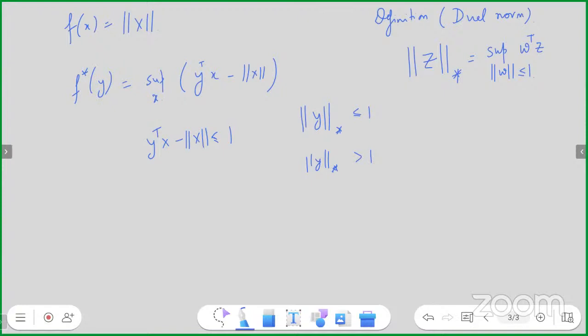That is given to you. Now, what can you bound f star of y by? That's all I'm asking. What I've written on the board to the left of that is incorrect. Apply the definition of the norm and tell me an upper bound of y transpose x in terms of norm of x.